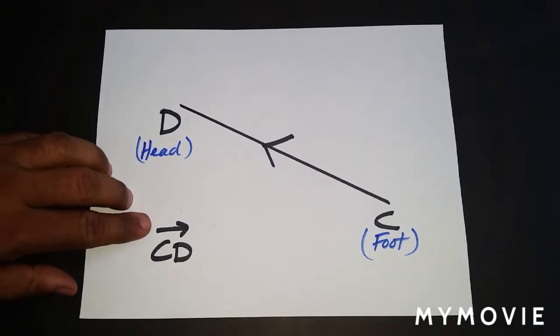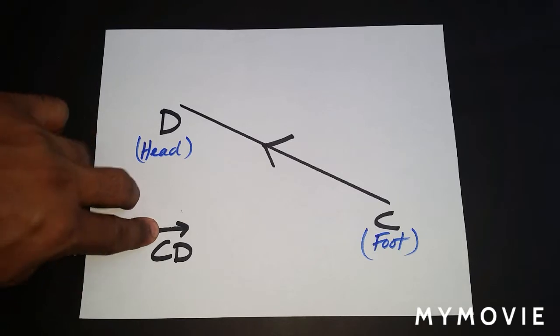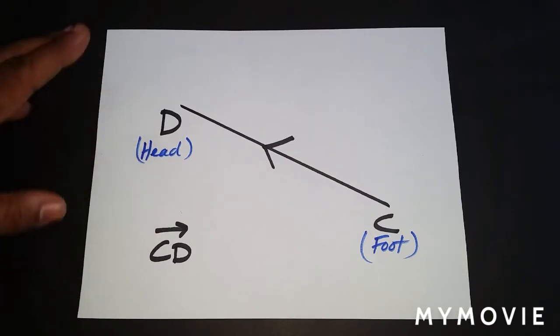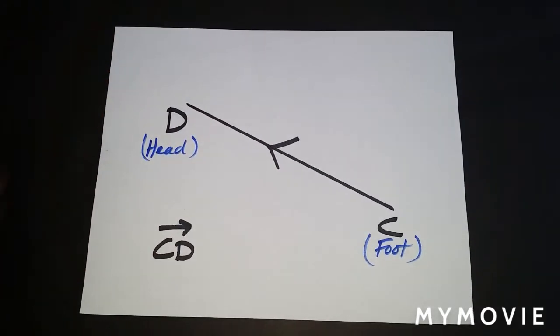And of course, the arrow is pointing towards D. So it's indicating the direction of the vector. Again, you could easily take a ruler and measure the length of it. And the length of a vector is also called the magnitude or the size. And the direction indicates where the vector is going. Okay? So here's another example.